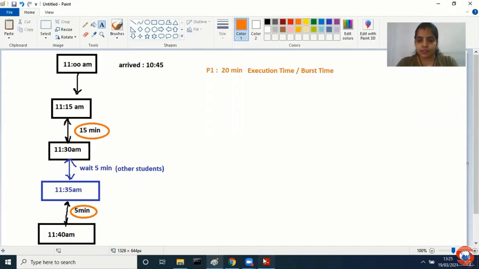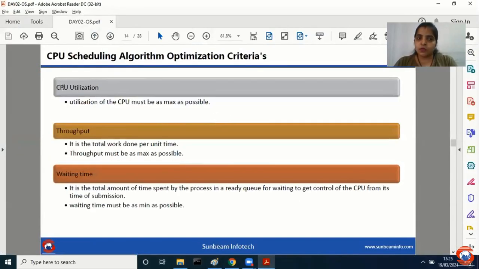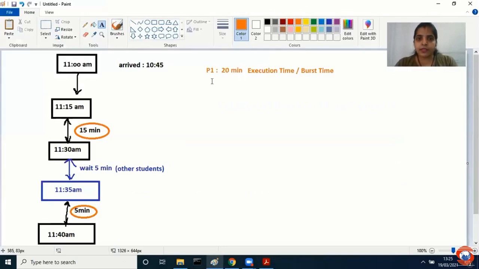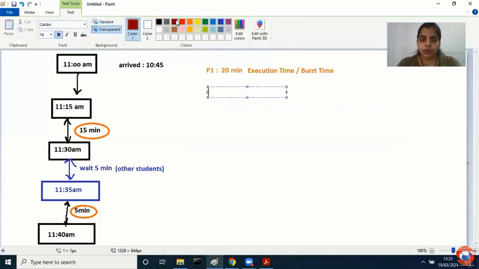Yes or no? Yes. Next, CPU utilization is not calculated as time. It is basically how fast we have got. Now, next question: can you please tell me what is the waiting time for P1?